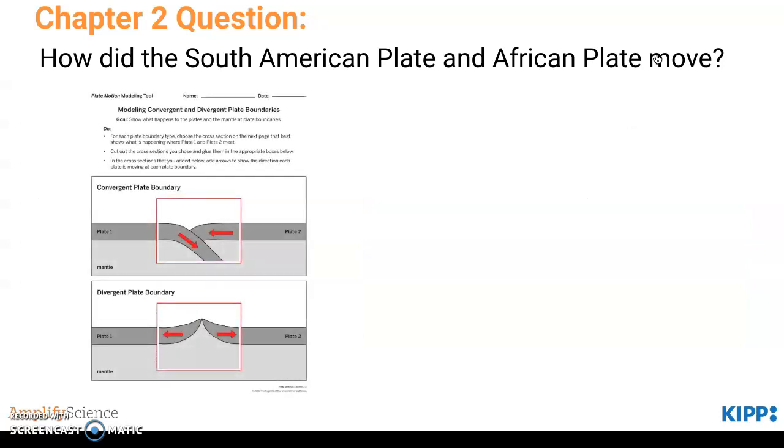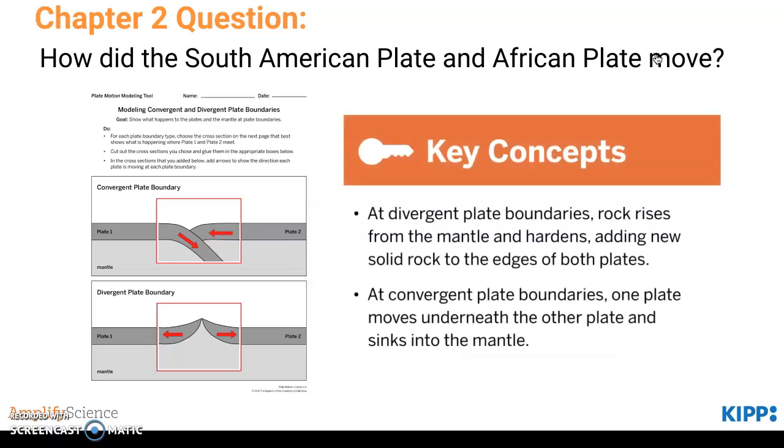Students then create cross-section models of convergent and divergent plate boundaries. They add arrows to indicate the directions of the plate motion. They gather some more evidence from the sim to revise their models. And they learn that at divergent plate boundaries, rock rises from the mantle and hardens, adding new solid rock to the edges of both plates. At convergent plate boundaries, one plate moves underneath the other plate and sinks into the mantle.